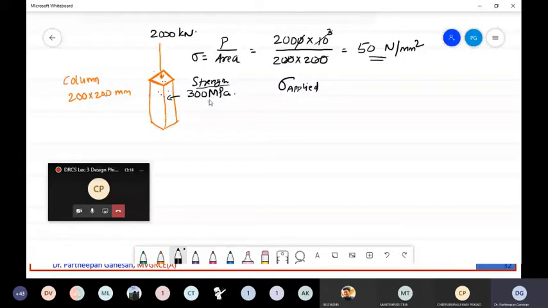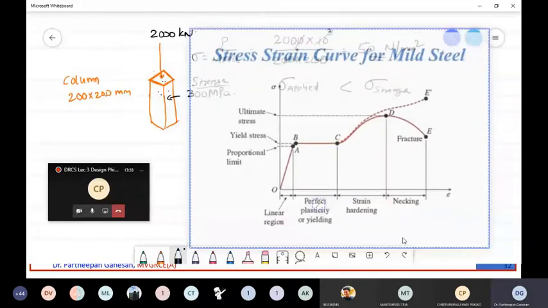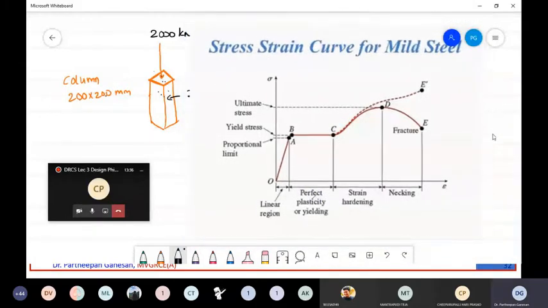And the compressive strength of the column itself is 300 MPa. The applied stress is less than the strength of the column, so this column will be safe. Now, in the working stress method, for example, if I take this, 300 MPa is here, somewhere here. This is the strength of the column, that is the ultimate strength, 300 MPa. That is at this point.